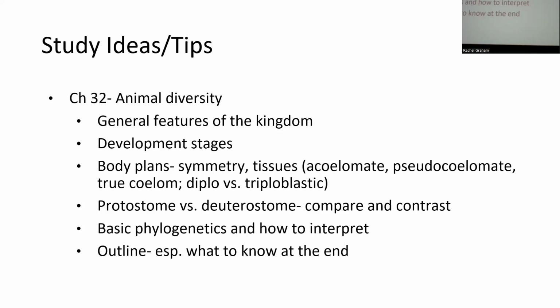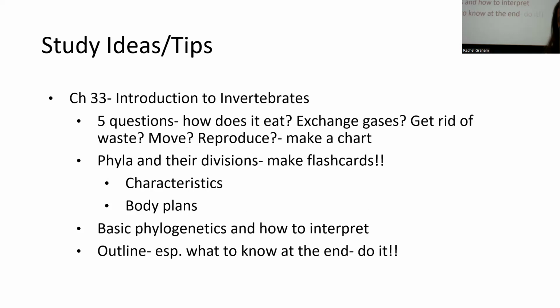Basic phylogenetics, you don't need to memorize that phylogenetic tree. There's one at the end of the chapter, you don't need to memorize that, but understanding how the phylogenetic tree shows the relationships, that's helpful to know. How to interpret the phylogenetic tree, and again, the outline at the end shows what to know. You don't need to worry about frantically trying to write all this down. I will post this, I promise.